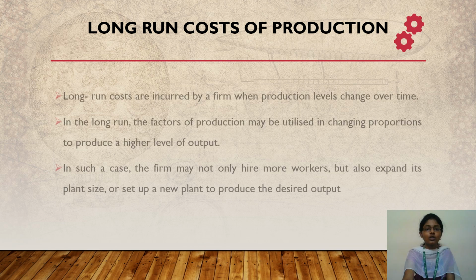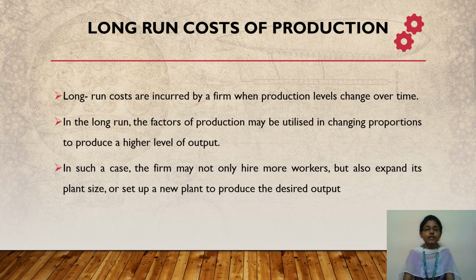Next, we'll see about the long run cost of production. Long run costs are incurred by a firm when production levels change over time. In the long run, the factors of production may be utilized in changing proportions to produce a higher level of output. In such a case, the firm may not only hire more workers but also expand its plant size or set up a new plant to produce the desired output.